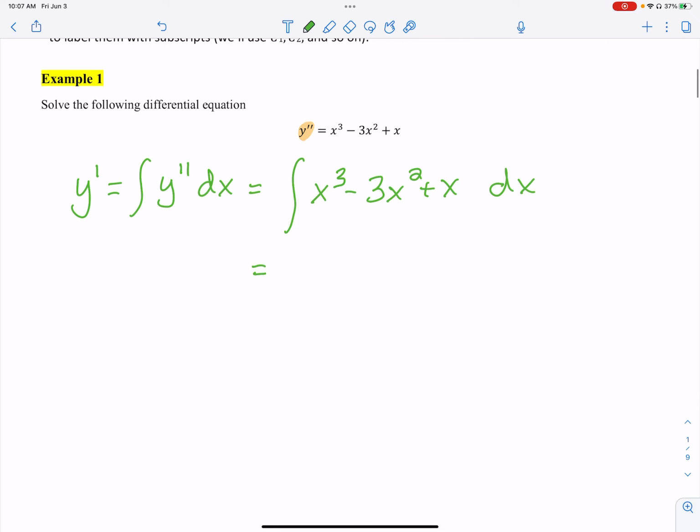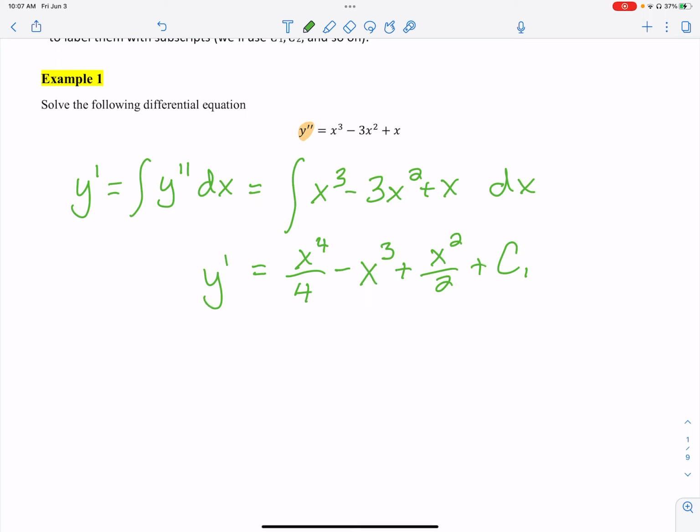I raise the power and I divide by my new one. This one's going to end up being a minus x cubed divided by 3. And then this last one is x squared divided by 2. And then don't forget the c1. I'm going to do c subscript 1 because we're going to have multiple c's. That is what y prime is equal to.